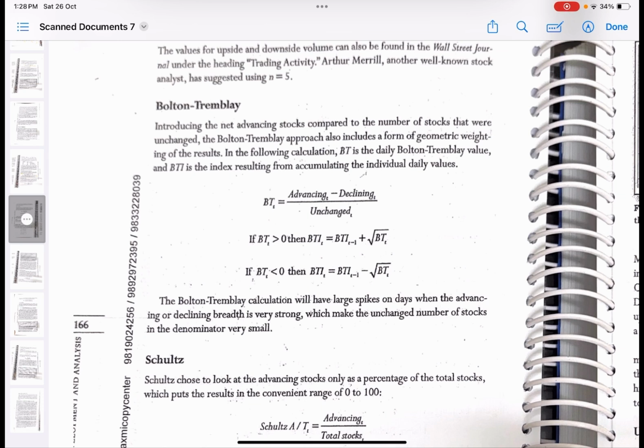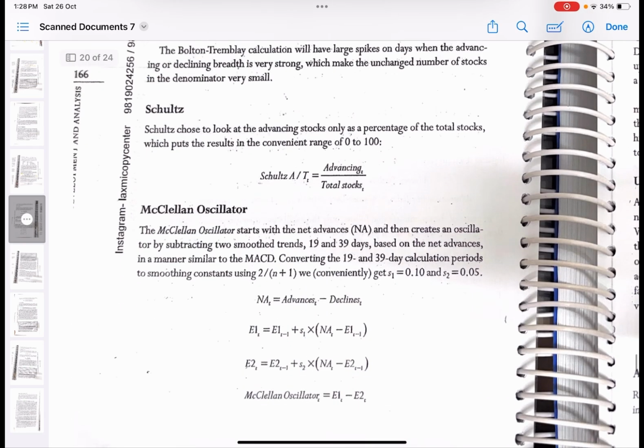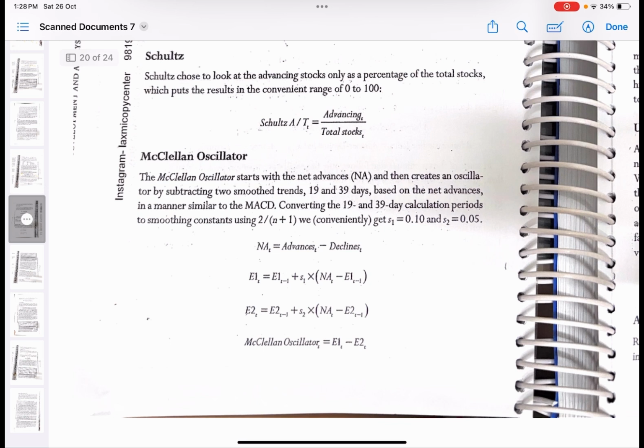Very simple stuff. Right now these formulas might be a little bit confusing, but if you actually read the book and try to understand this video, and if you watch this video 3-4 times and write down these formulas on a page of paper, then it's all going to be really simple. There's nothing for you to worry about. Let's come to Schultz.